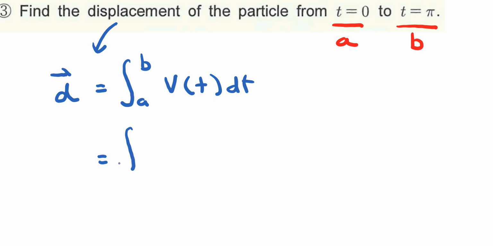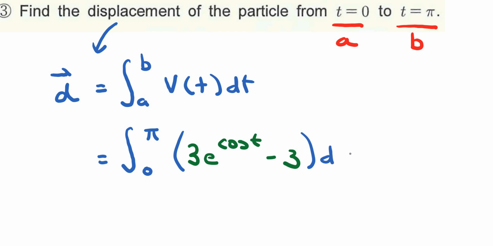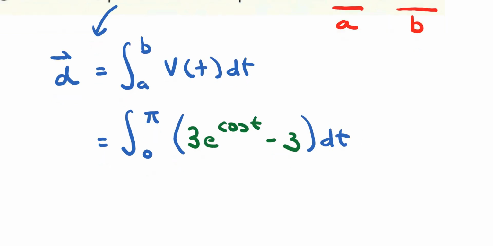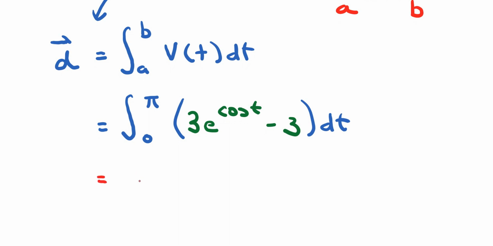So this is the integral, going from 0 to pi. And I'll use a green marker again. My velocity function is 3e to the power of cos t minus 3, and I'll put that in brackets, dt, right? And then from there, you can go to a calculator, and you should get roughly 2.508. Okay, let's move on.